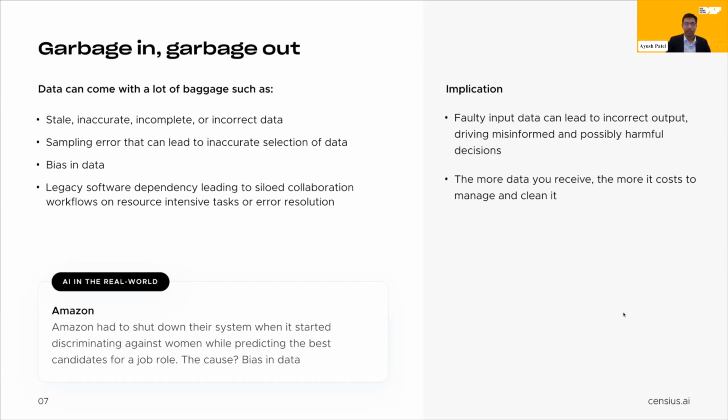To sum it up, if the data coming into a model is inaccurate, it's going to contribute to outcomes in a similar way. The implications of faulty input data are incorrect output, and the more we receive it, the more it costs later to manage and clean it. And it's not just about what data we use for training, but even in the production pipelines. Sometimes we'll see data changing where we weren't expecting those distributions to occur, which is the next slide.